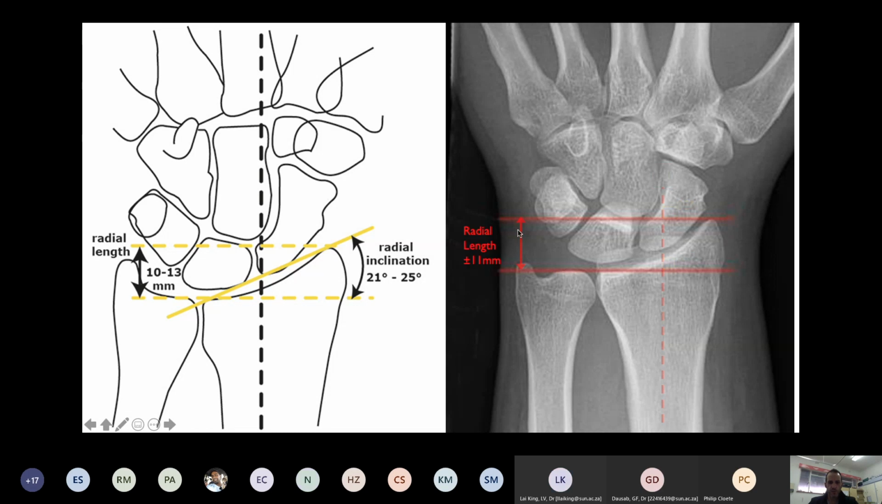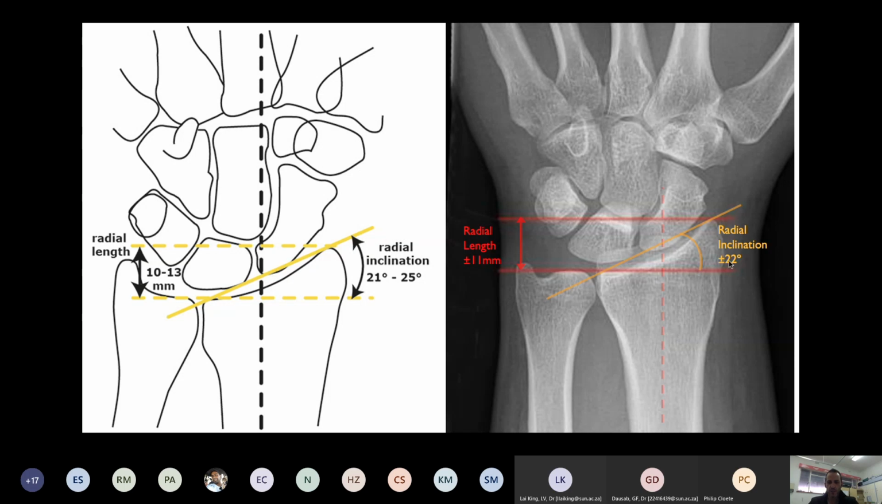And what you do is you measure the distance between those two lines, and that gives you the radial length, which is about 11 millimeters. And you can imagine with a compression fracture, perhaps a Colles fracture, where that distal radius is impacted into the body of the radius, you'll have radial shortening. So that radial length will be lower than expected.